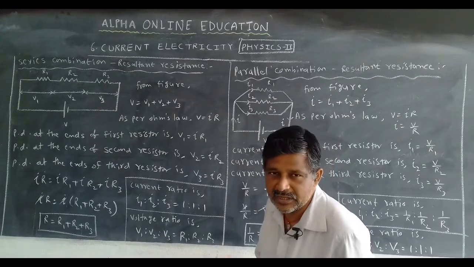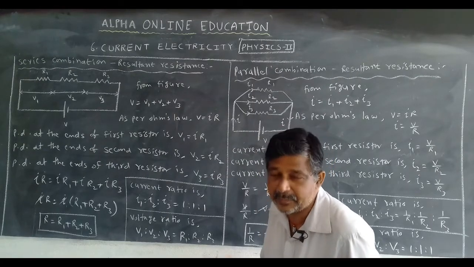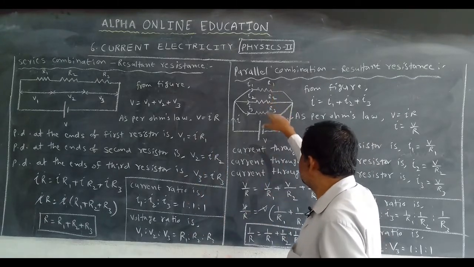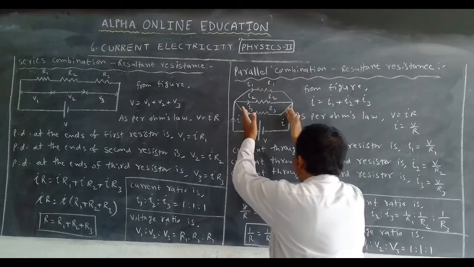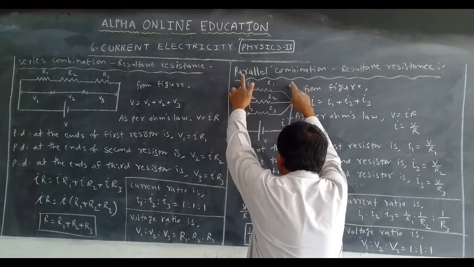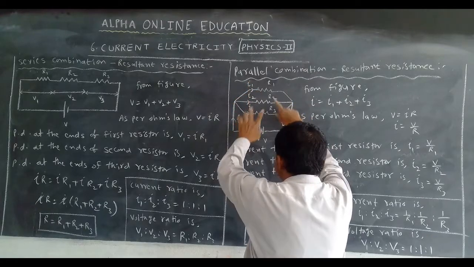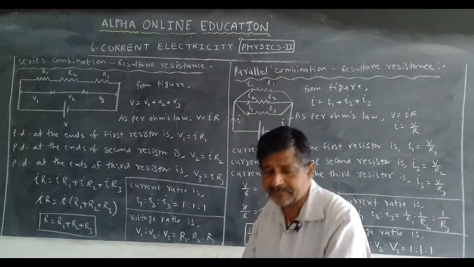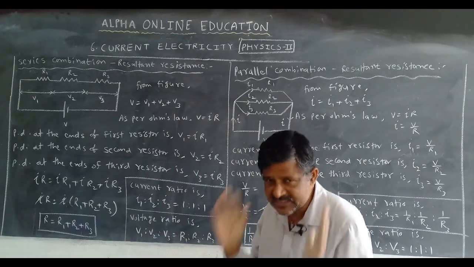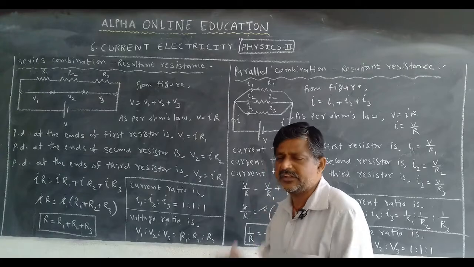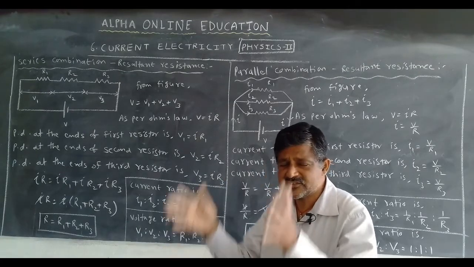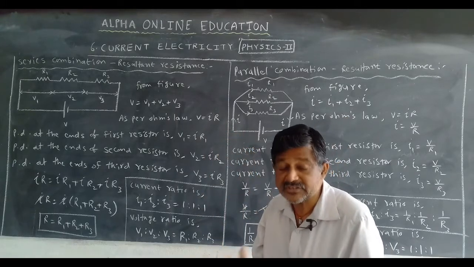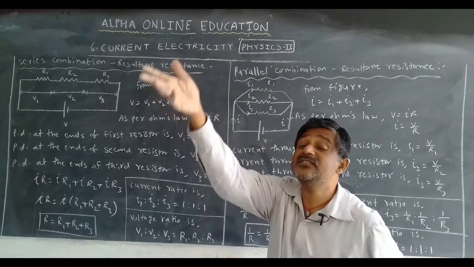Now what about the resultant resistance in the parallel combination? Now we want to derive this. When the resistors are connected in parallel, the potential difference in the first resistor, second resistor, third resistor is the same. You take any number of resistors, for all resistors the potential difference is the same in parallel combination. But which is different? Current is different.